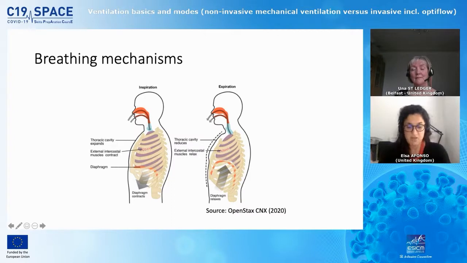Pulmonary ventilation comprises two major steps: inspiration and expiration. Inspiration is a process that causes air to enter the lungs, and expiration is a process that causes air to leave the lungs. The respiratory cycle is one sequence of inspiration and expiration.